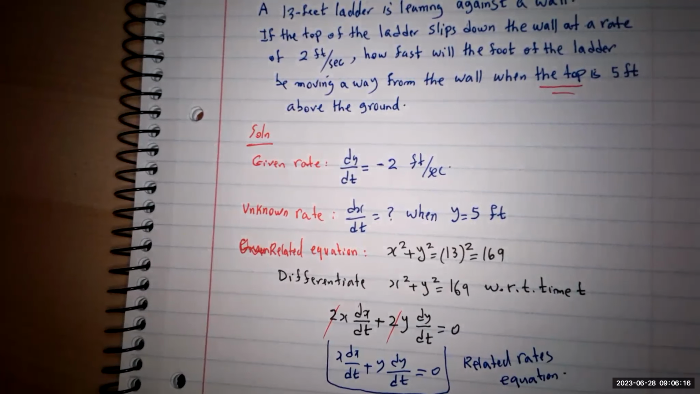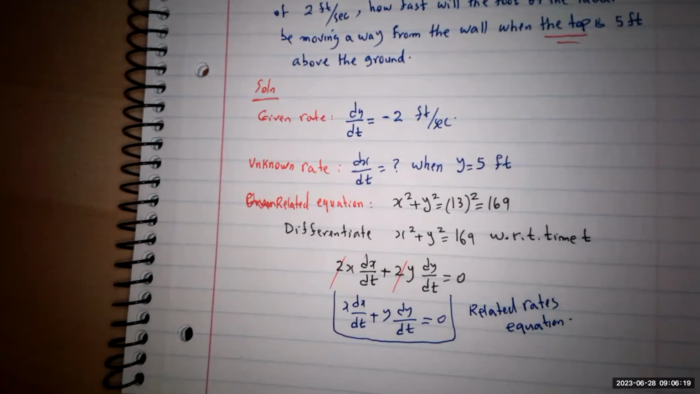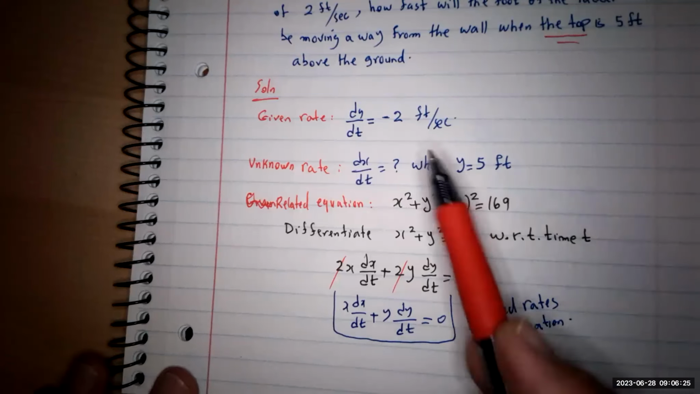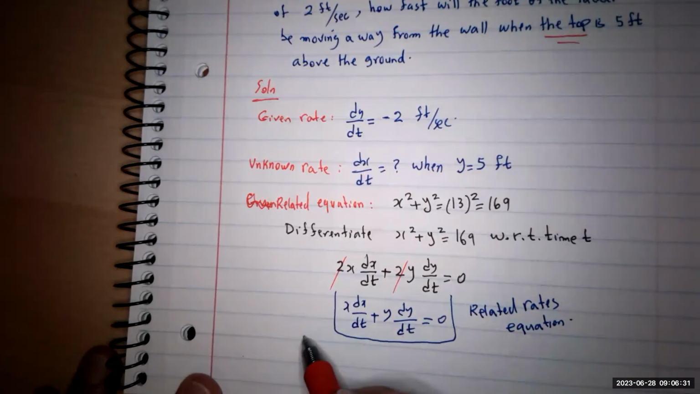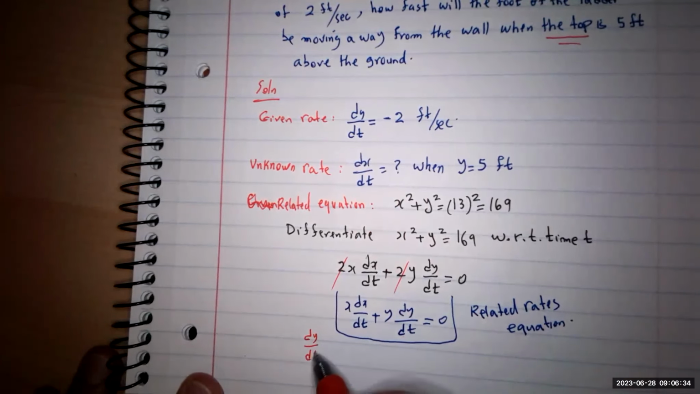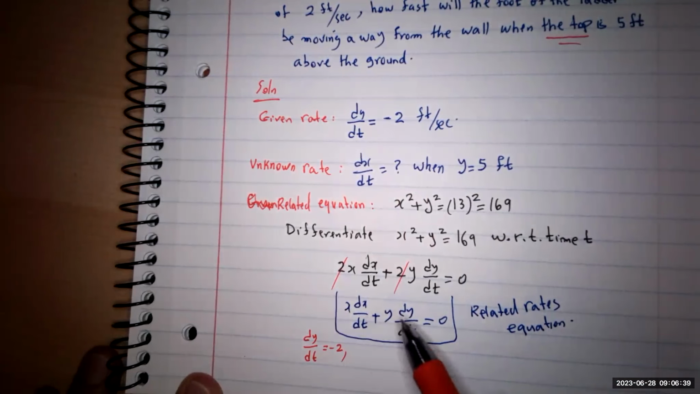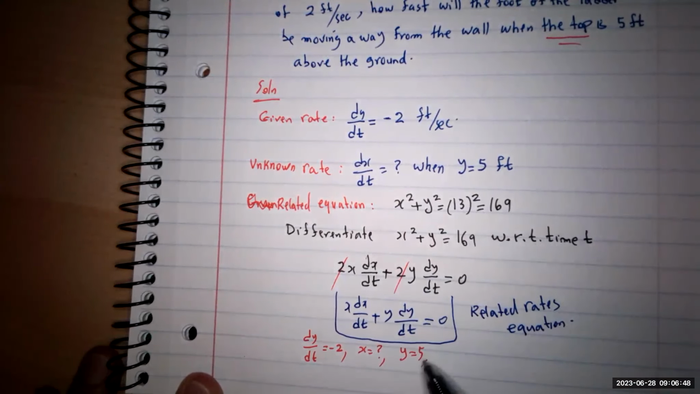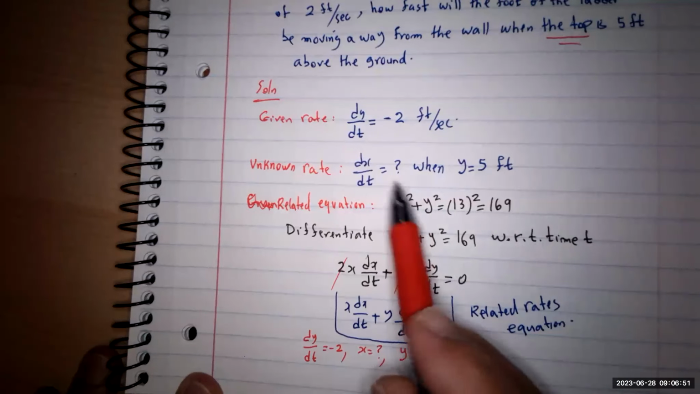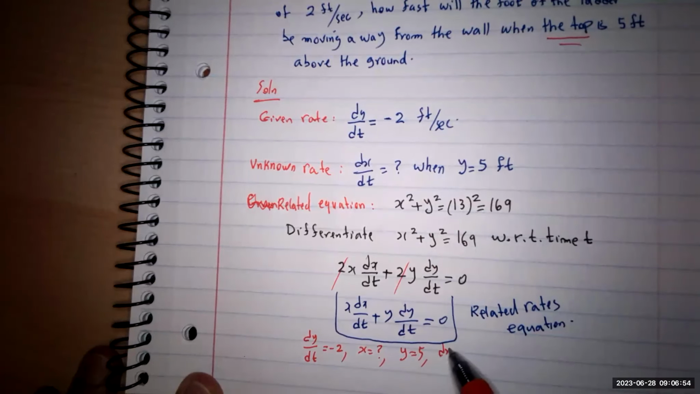Now you have to substitute the given numbers. Let's see if you are ready. The information that we have is dy/dt, which is -2. I need an x here. I don't have the x, but I have the y. Y is equal to 5. Then dx/dt is missing. So we are not ready yet.